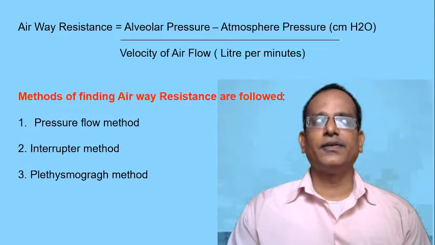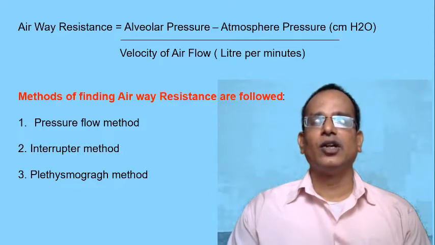For finding the airway resistance, there are some methods we can use. One is the pressure flow method, second is the interrupter method, third is the plethysmography method. The pressure flow method is tedious, the interrupter method is also somewhat complicated, and the plethysmography method is an easy method to measure airway resistance. With plethysmography, we can find both lung capacity as well as airway resistance. Both parameters we can easily find out.